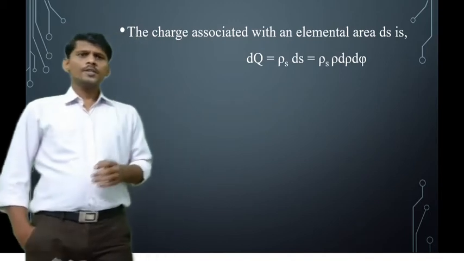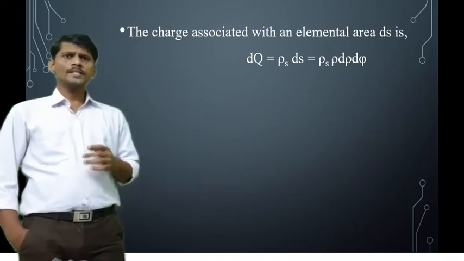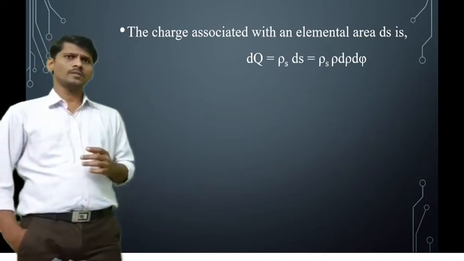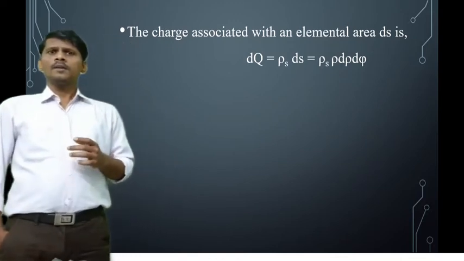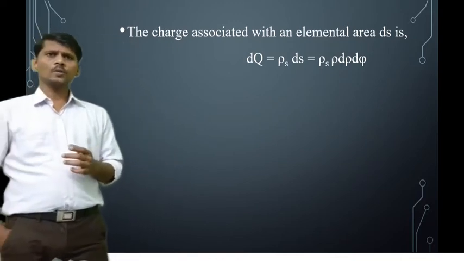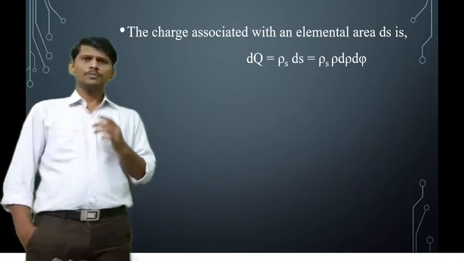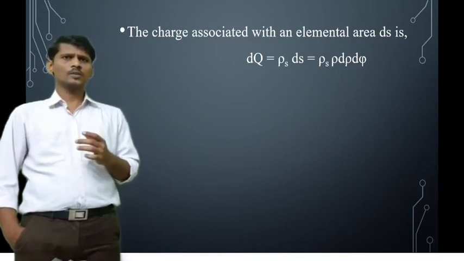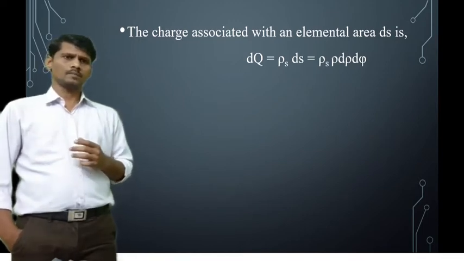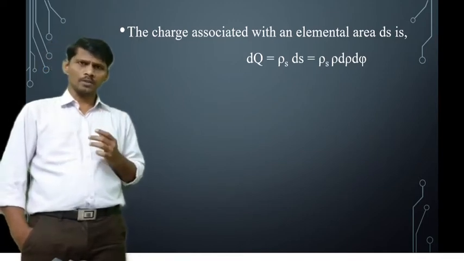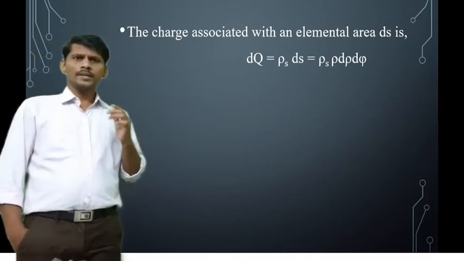The differential elementary charge distributed due to the elementary surface sheet is dq equal to rho_s into ds. In cylindrical coordinate system, the differential surface area ds is equal to rho d rho d phi. So therefore, dq is equal to rho_s into rho d rho into d phi.